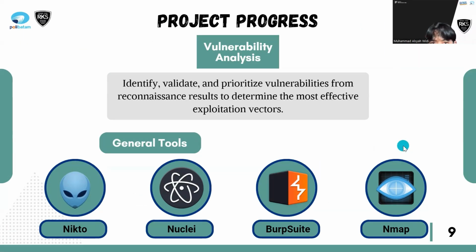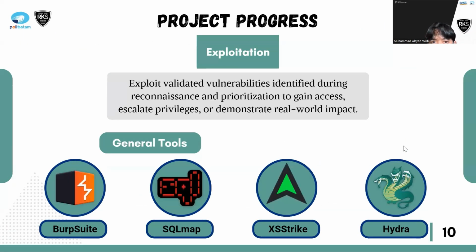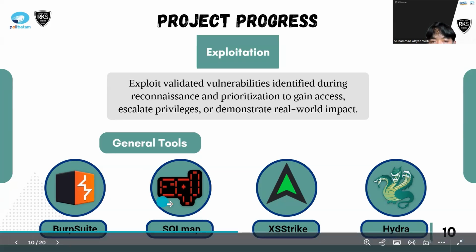Next, our project progress is entering the exploitation phase of the penetration testing process. In this stage, we simulate the exploitation of vulnerabilities previously discovered during the vulnerability analysis phase. The goal of this process is to validate whether the vulnerability can actually be exploited by an attacker, while also measuring the level of impact and risk it could pose to the system. Furthermore, we use several tools, including Burp Suite for manual exploitation, SQLmap for SQL exploitation, XSStrike for vulnerability exploitation, and Hydra for brute force attacks.